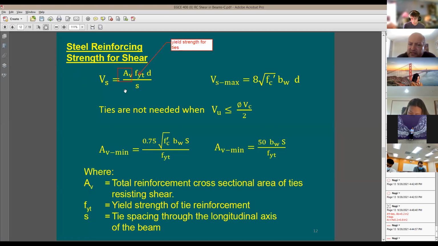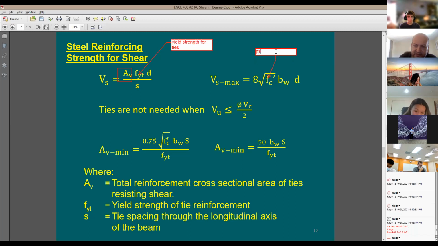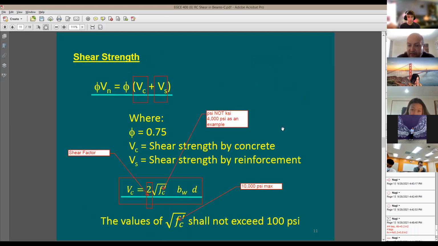They say this V_S, you cannot just add any V_S. Because if the beam is already a small section in cross-sectional area, if the depth is small and the width is very small, you cannot just dump lots of steel as ties to make it very strong. You have a limit. And your limit of this V_S is going to be equal to 8 square root of F prime C, and of course, this is going to be in PSI, times B times D. Did I see an equation very similar to that before? Yes, it's right here.